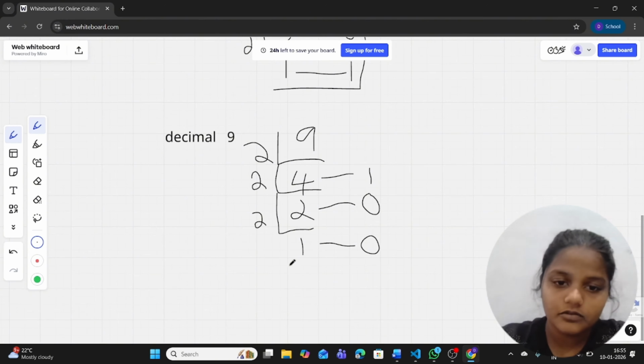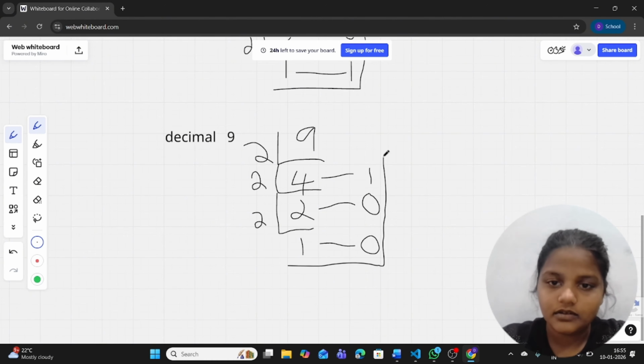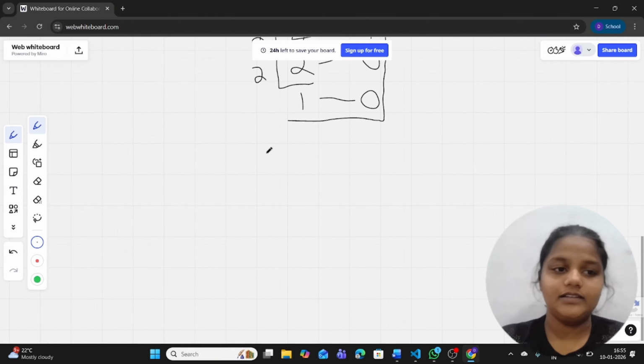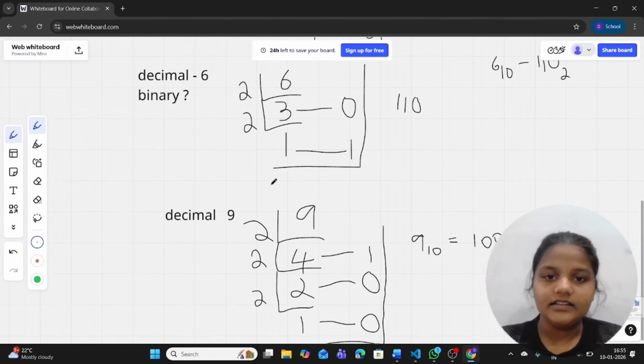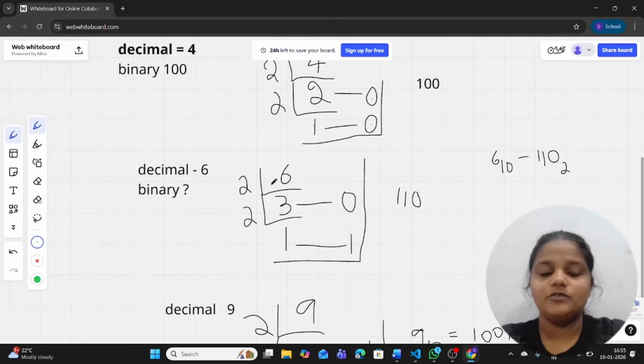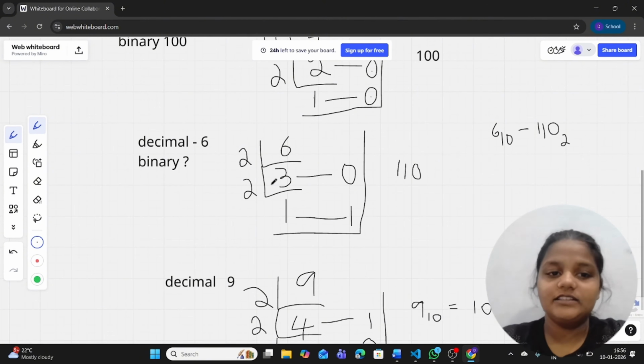Now we look from down to up. Now what will our value be? 9 in decimal is equal to 1 0 0 1 in binary. Understood? So you understood this conversion, right? This is how we convert decimal numbers to binary numbers.